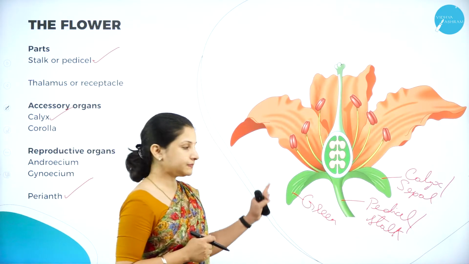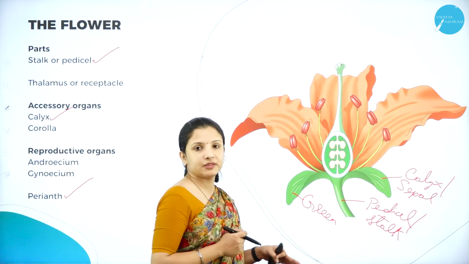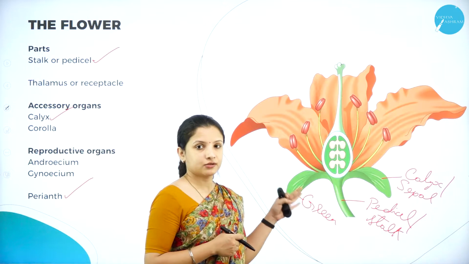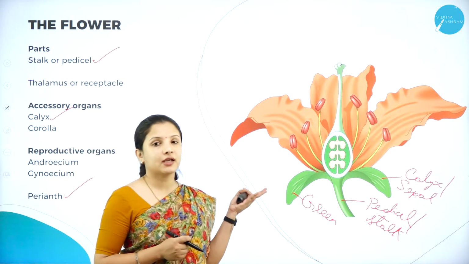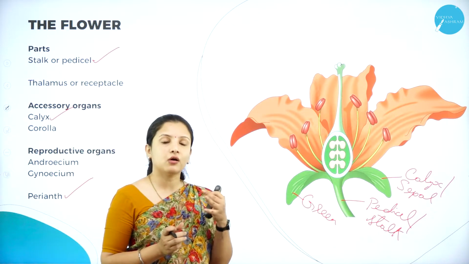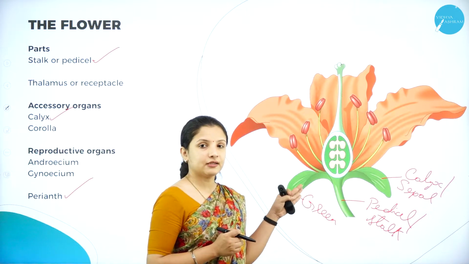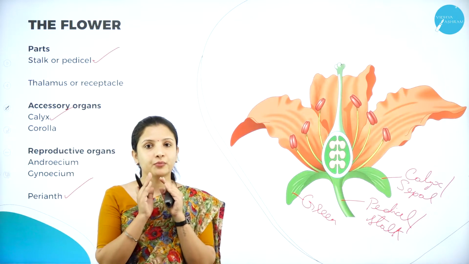So coming back to the sepals. Sepals are usually green and leaf-like. They are green because they have the chlorophyll pigment. Therefore, they also help in the process of photosynthesis. And not just that, these sepals also protect the bud.